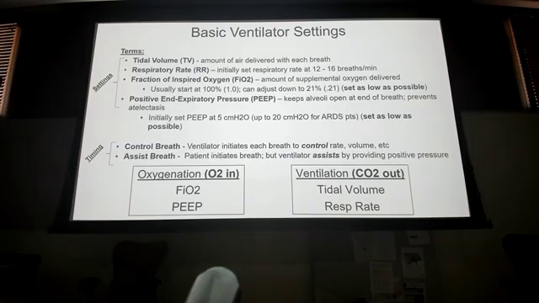FiO2, we've kind of beat to death, right? It starts at 0.21, that's room air, and it goes up to 100%, right? I want to set this as low as possible. So if I can get away with 21%, cool, I'm going to use that. If I need to increase it a little bit, I'm going to go slowly in increments, right? Unless I'm having like an acute desaturation where I'm looking at the patient, the sats just drop, I may do 100% temporarily for a minute or two, and then go back down to the previous setting to see if that improves.